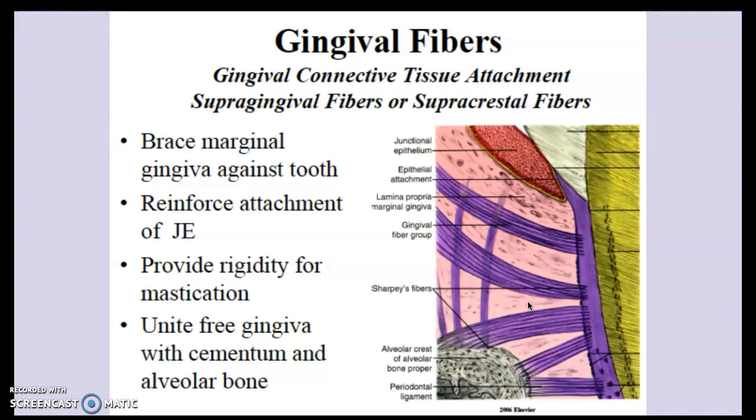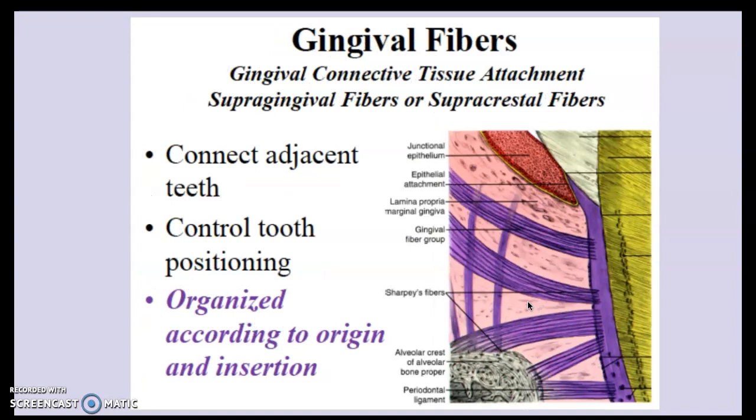So they brace the marginal gingiva against the tooth. They reinforce attachment of the junctional epithelium. They provide rigidity for mastication, and they unite the free gingiva with the cementum and alveolar bone. Gingival fibers also connect adjacent teeth. They control tooth positioning, and they're organized according to the origin and the insertion, just like muscles.